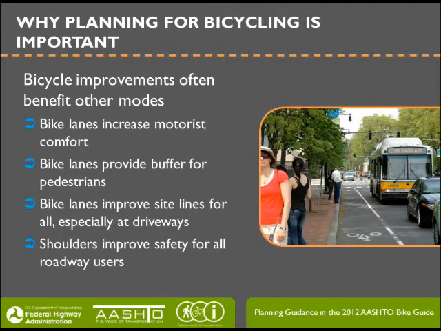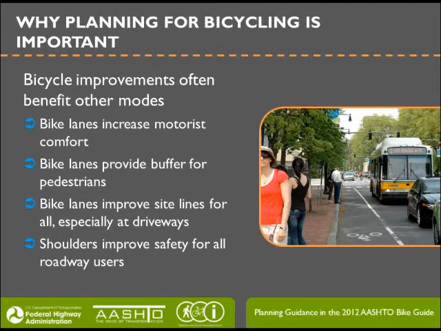Again, under the theme of why planning for bicycling is important, there's quite a bit of discussion in here in terms of how bicycle improvements benefit other modes. One of the themes we hear a lot, and I think a lot of the time it's a bit misguided, is that we have to make trade-offs. Are we going to accommodate motor vehicles, or are we going to accommodate bicyclists? Sometimes that's true and there is a trade-off, but many, many times there's not. In fact, probably more often than not, there are benefits for everyone. So I've just listed a few examples here.